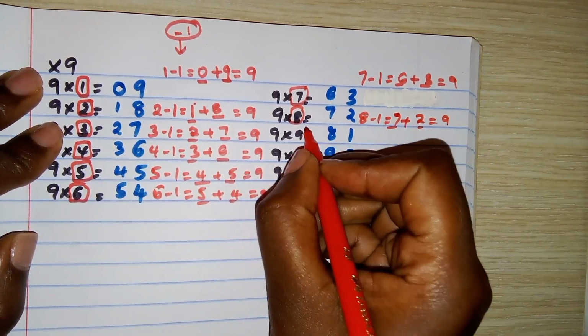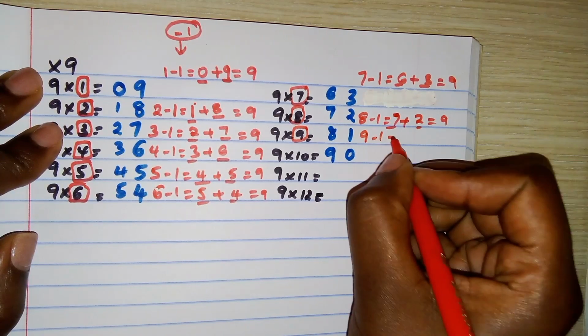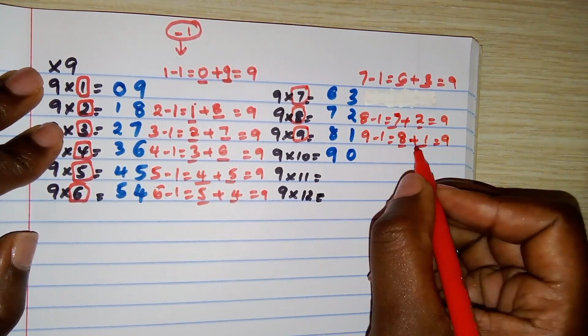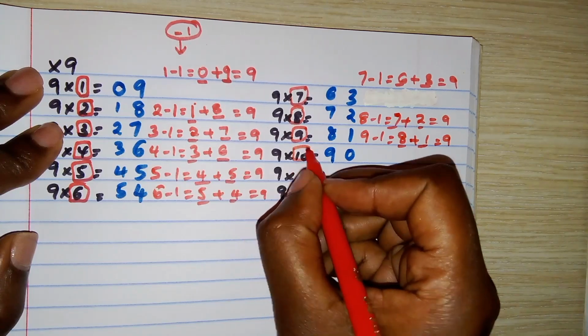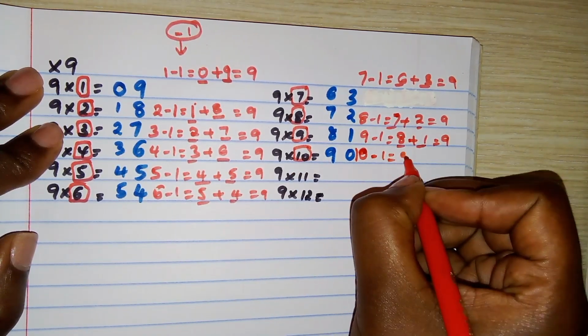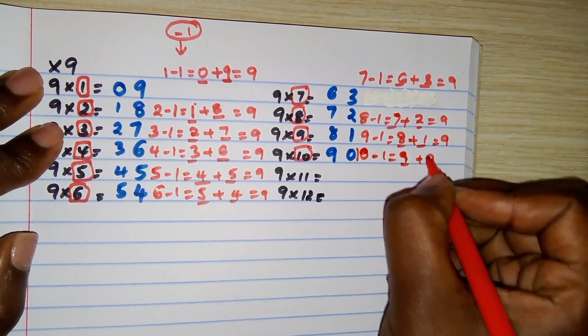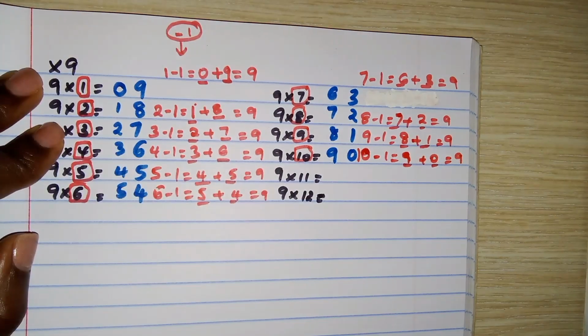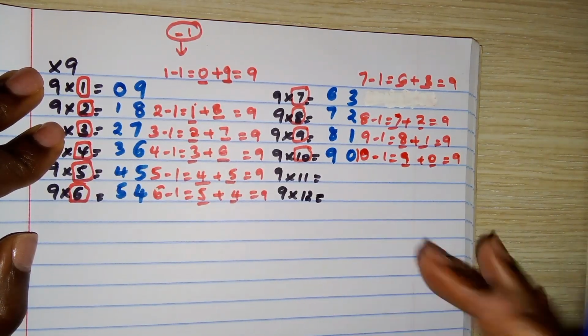So 72. 9 minus 1 is 8. 8 plus 1 is 9. So 81. The last one, 10 minus 1 is 9 plus 0 is 9. So 90. That becomes 90. So those are the 3 hacks. You can choose which one you prefer.